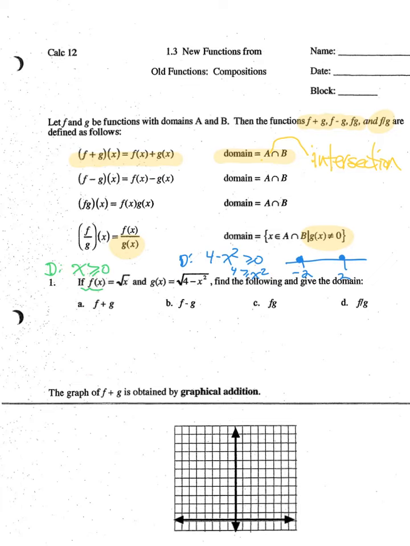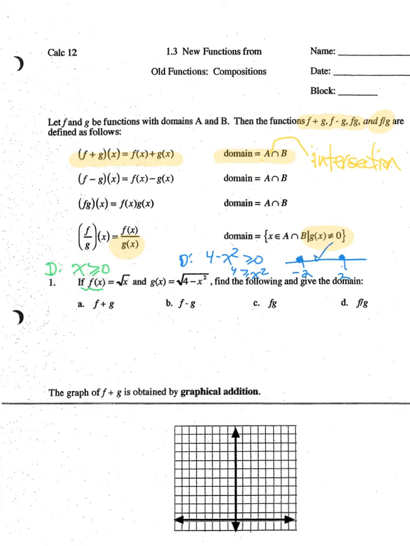Well, let's test the interval. A point in between negative 2 and positive 2 would be 0. And if I put 0 in underneath the root here for my x squared, I'd get 4 minus 0 squared, and I could take the square root of that. So check, that part works.